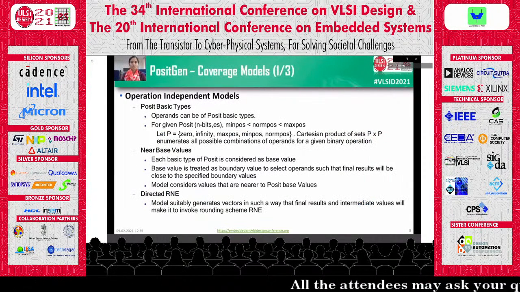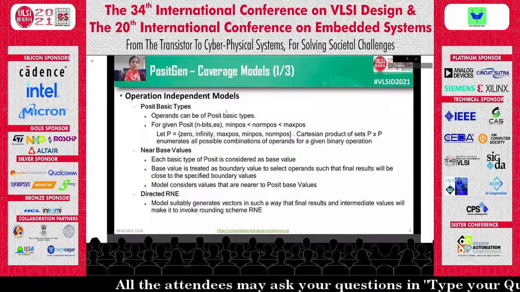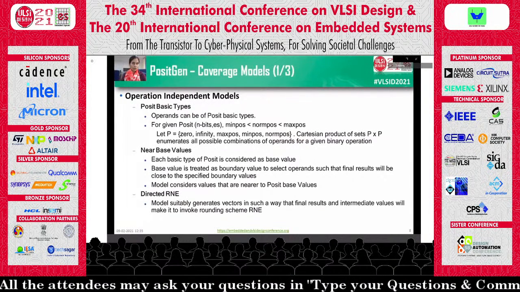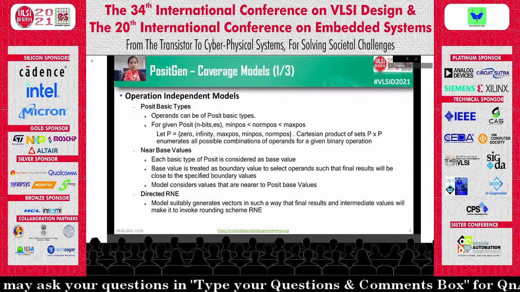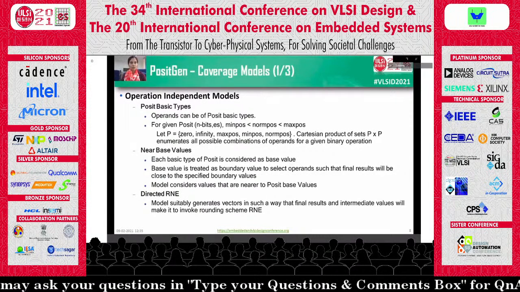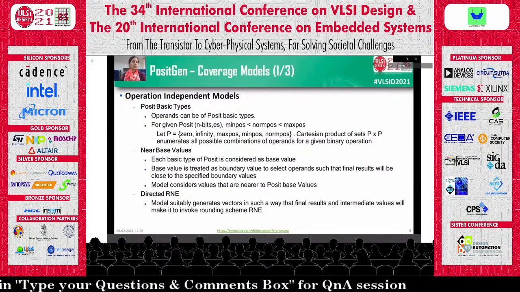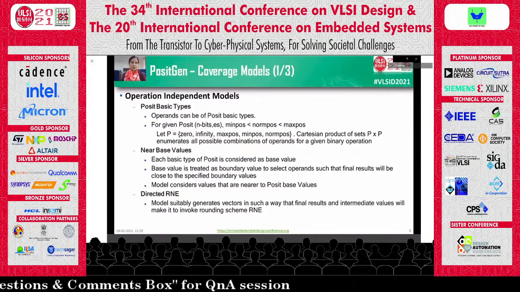Next is the POSITGen coverage models. In this we will see the operation independent models. The first one is the basic types, in which operands can be of basic types. So for a given POSIT format, let P be the set of POSIT basic types. So the Cartesian product of these sets enumerates all combinations of operands for a given binary operation. So this model is applicable for all 3 subsets of the POSIT domain.